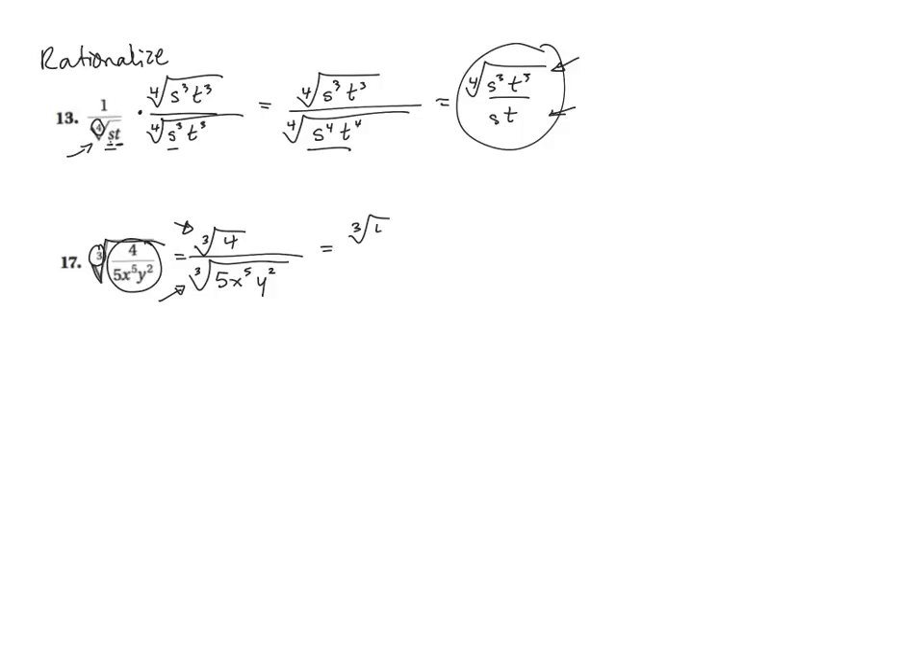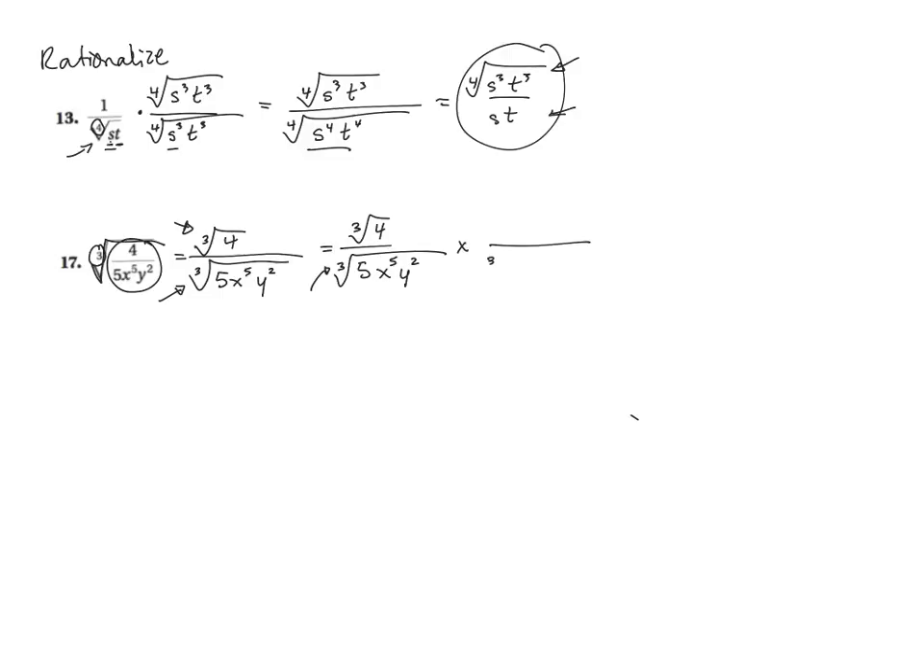So cube root 4, but it's the bottom that I need to multiply something by. So I've got the cube root of 5x to the 5th y squared. So the question is, how many more 5's, x's, and y's do I need on the bottom so that I get them in groups of 3? Because that's my index. So I need to times top and bottom by something so I get 3 of everything.